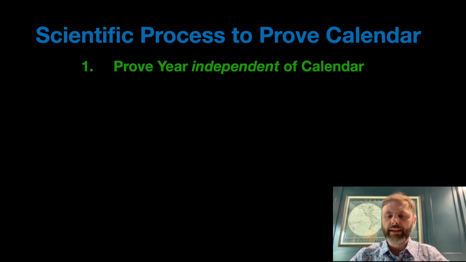The first is we need to prove a year independent of the calendar. Because if you use the calendar to prove the year, then you're creating a cycle that is self-referential. So there's lots of evidence from history that prove various years, and we'll rely on that to find our date in the sky.